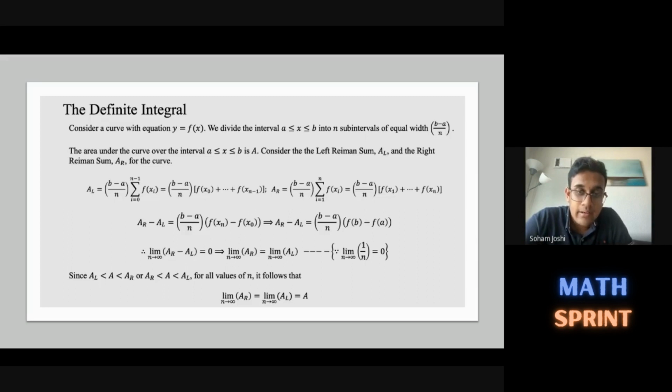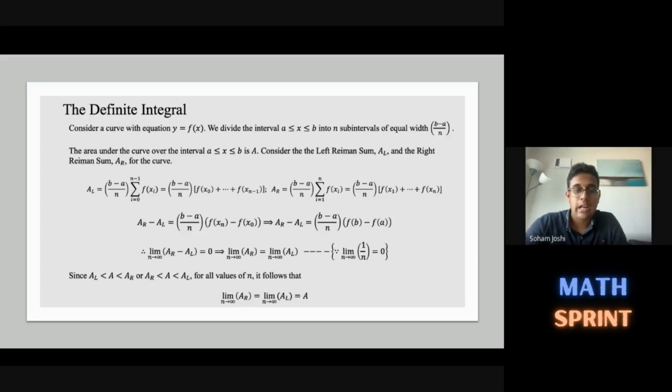We'll let the area under the curve over the interval [a, b] be capital A. Now consider the left Riemann sum area, which we're denoting by capital A_L, and the right Riemann sum area, which we're denoting by capital A_R, for the curve. By the way, in case you don't know, when we say consider in mathematics, it means think about or imagine or take a particular scenario. So here, think about a left Riemann sum A_L and a right Riemann sum A_R for the curve.